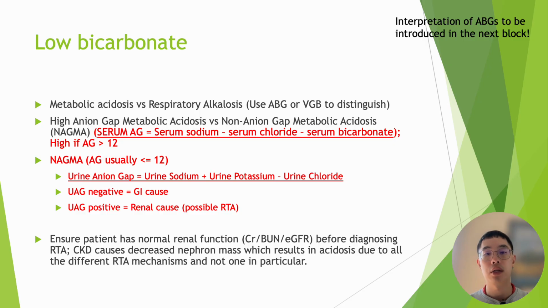I also wanted to stress that RTAs are usually due to channelopathies or tubular issues in the absence of chronic kidney disease. The presence of chronic kidney disease is usually associated with a metabolic acidosis for the sole reason that there is low nephron mass, resulting in essentially all the different RTAs and not a specific RTA in particular. Hence, please ensure that the patient has normal kidney function before diagnosing any RTA.